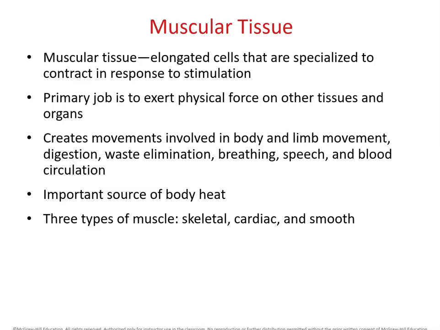They also are involved in involuntary forces in our body, such as our heart beating and food moving through our digestive tract. We'll talk about that more in detail in just a minute. Muscle tissue also generates a lot of heat, and we'll be talking about the three types of muscle tissue, skeletal, cardiac, and smooth, in the next few slides.